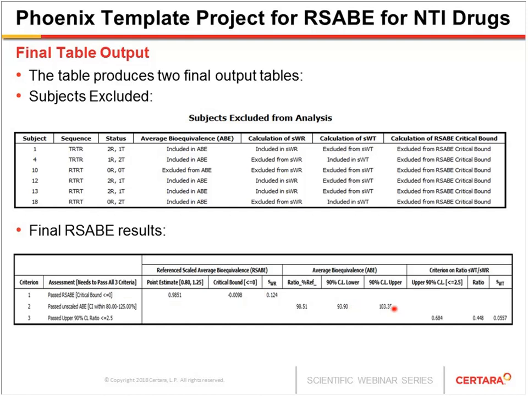And lastly, the third criterion is for the upper 90% confidence bound of the ratio of SWT divided by SWR. With the upper 90% confidence bound, this ratio must be less than or equal to 2.5. It shows the ratio and also SWT, which was used in the assessment.